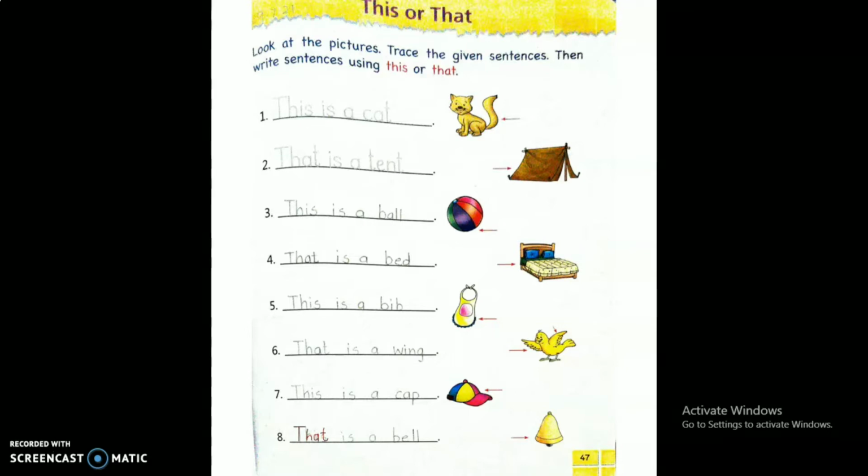So some objects are given. You have to make a sentence using this or that. Let's start. This is a ball because the ball is nearby. That is a bed because the bed is far away. This is a bib. That is a wing. This is a cap. That is a bell.